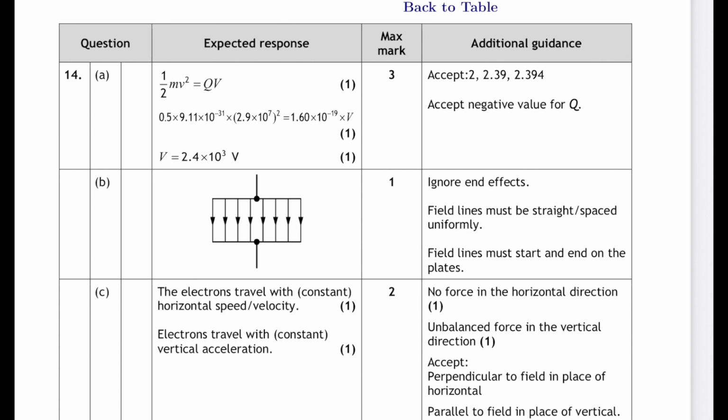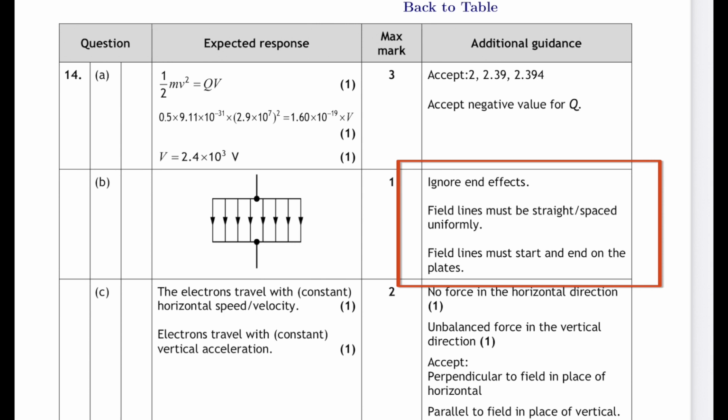So 14a was the Higher physics question to work out the potential difference between the cathode and the anode. That was quite tricky because you had to use the work done equation and the kinetic energy equation, equate them, and then substitute in all the values in order to work out the potential difference. Part B was the uniform electric field pattern. Notice on the right hand side there it says the field lines must be straight and spaced uniformly, and the field lines must start and end on the plates.